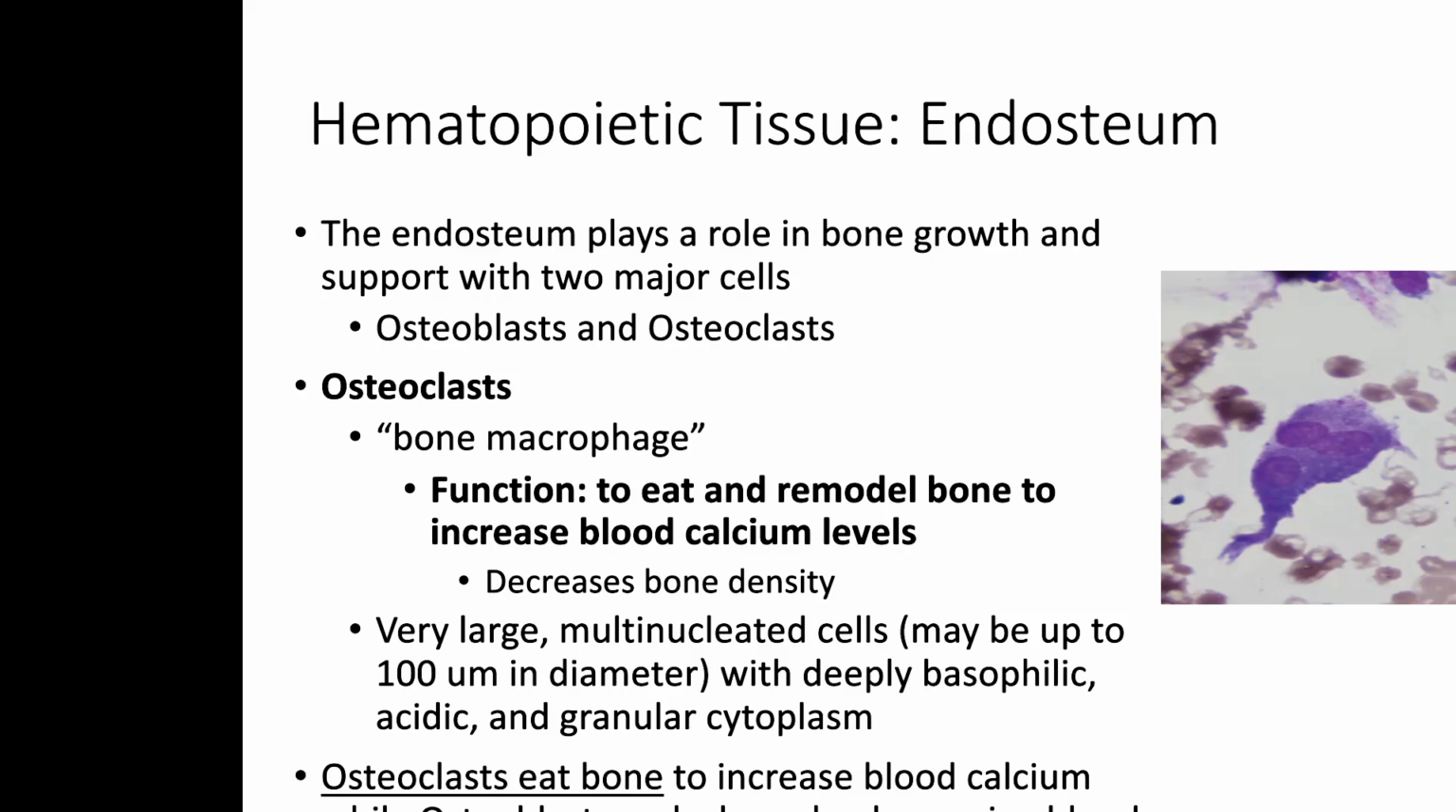Osteoclasts are also nicknamed bone macrophages. Their job is to eat up the bone matrix to help increase calcium levels. However, by eating up the bone and the calcium, that'll decrease bone density. So, all in all, osteoclasts will eat bone to increase blood calcium. Osteoblasts will make bone, and they have to consume blood calcium in order to do so. Both are under regulation from PTH, calcitonin, and vitamin D.